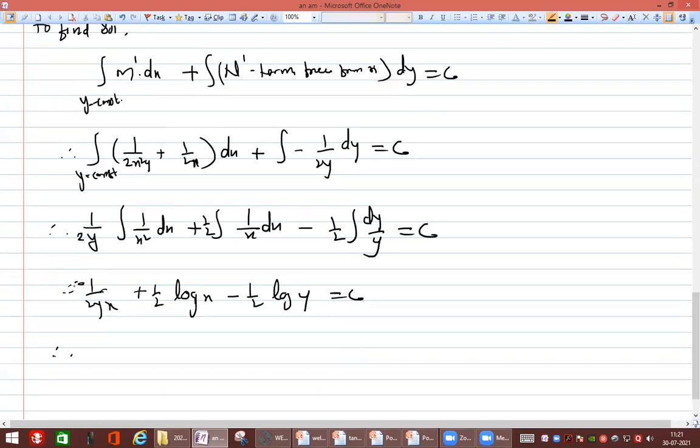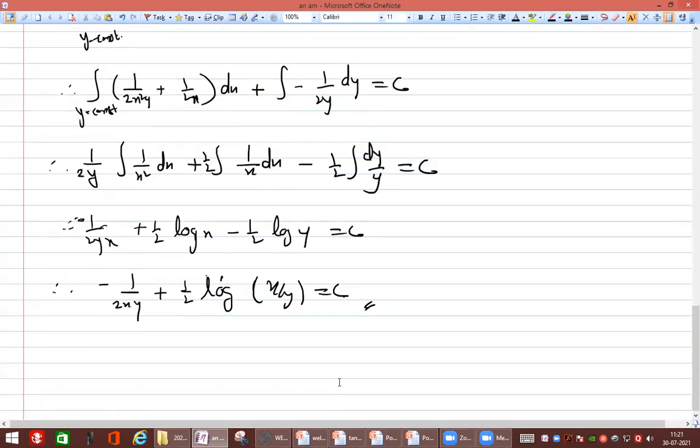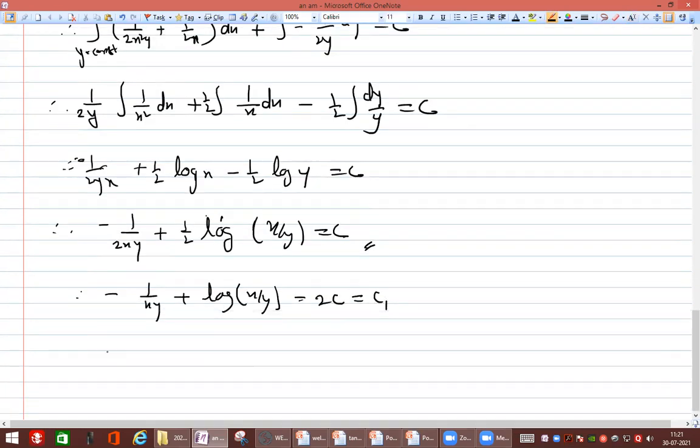Rewrite this as minus 1 upon 2xy. Taking 1 by 2 common, log a minus log b is log of a by b, so 1 by 2 log of x by y equal to c. This is the final answer. And if you want to get rid of the fraction, multiply by 2 and write it like this: minus 1 upon xy plus log of x by y equal to 2c, and this 2c becomes some c1. So the final answer is log of x by y minus 1 by xy equal to some c1.